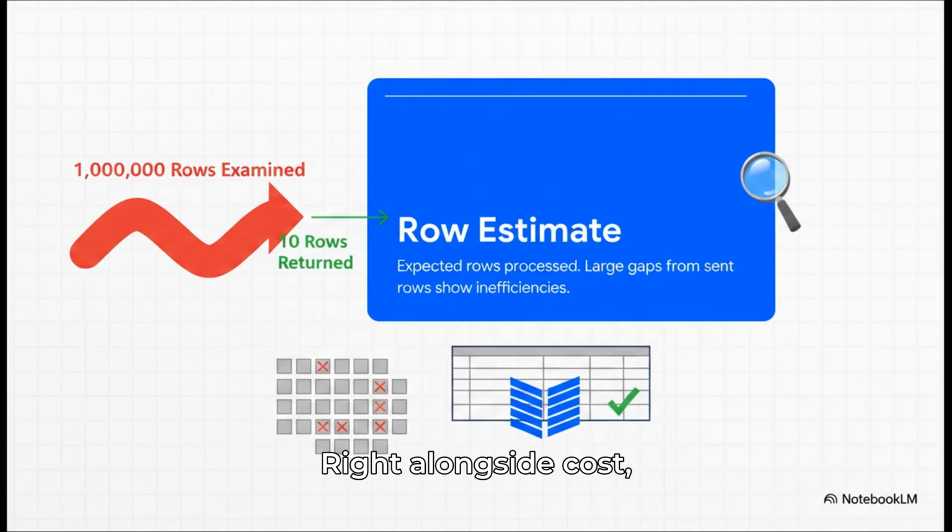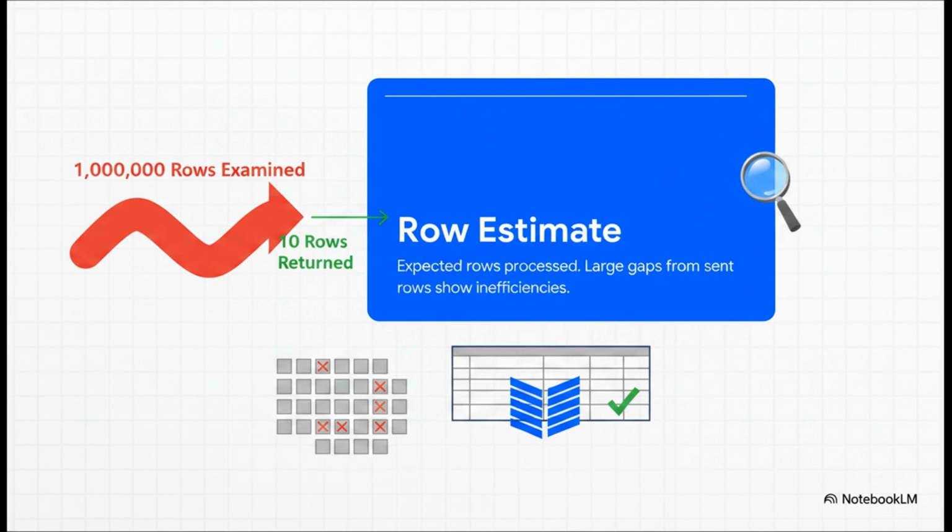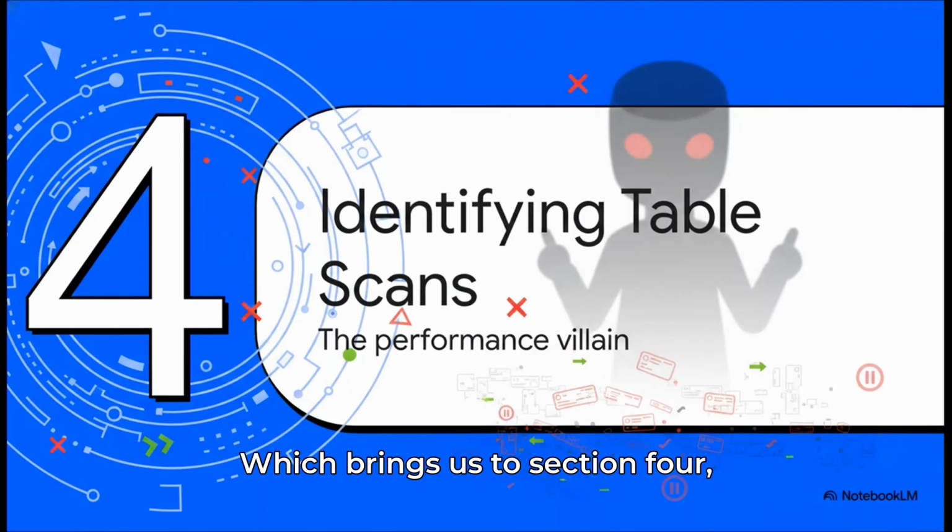Right alongside cost, we have row estimates. This is the expected number of rows the database thinks it needs to examine to find your data. Now pay close attention to this, because it's huge. One of the biggest red flags for a bad query is a massive discrepancy between the rows examined and the actual rows sent back to the user. I mean, if your query has to examine 1,000,000 rows just to return 10, you've got a massive inefficiency on your hands. Which brings us to section 4, identifying table scans, the absolute performance villain.